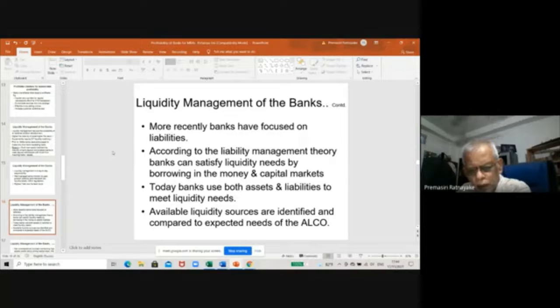Available liquidity sources are identified and compared to expected needs of the ALCO. Now, expected needs of the ALCO depends on the expectations of the board of directors. Board of directors are the representative of the shareholders seeking profitability, and the board of directors will have their expectations or the goals or targets set for business, and those goals and targets and expectations are at operational level decided and rolled out by ALCO.